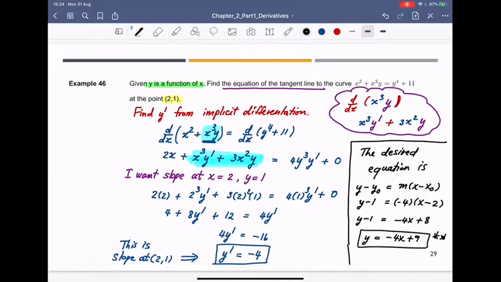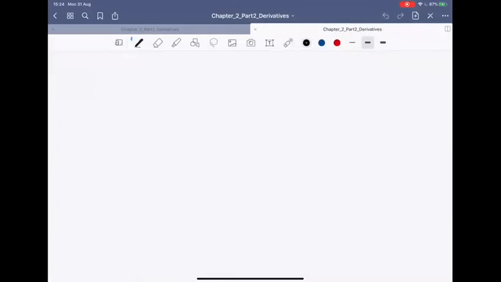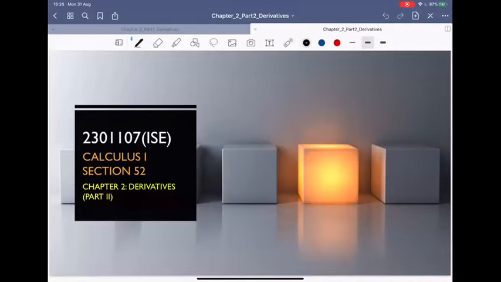You can download the handout from Blackboard, and the handout is this one. Well, it's going to be part 2, which starts from derivative of trigonometric functions. We're going to spend the rest of our time today to talk about derivative of trigonometric functions.